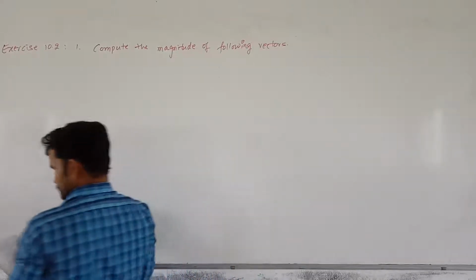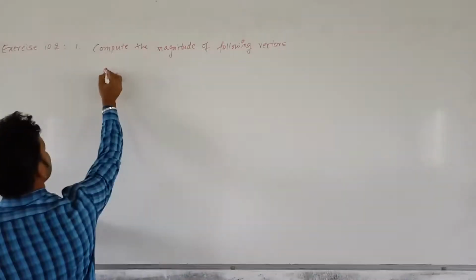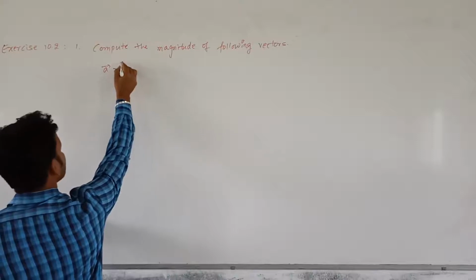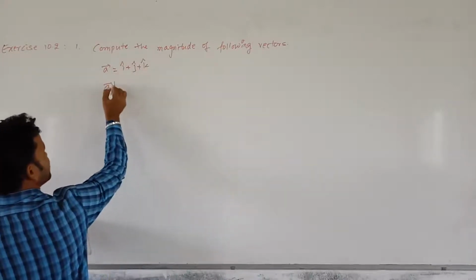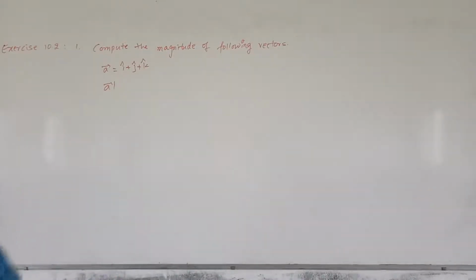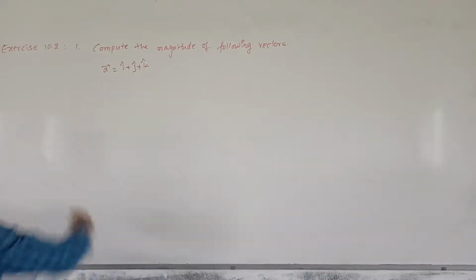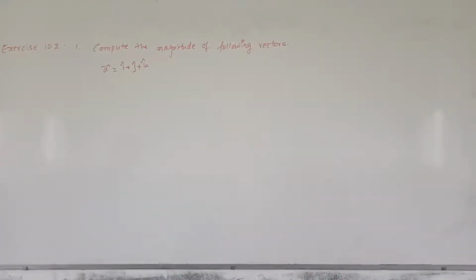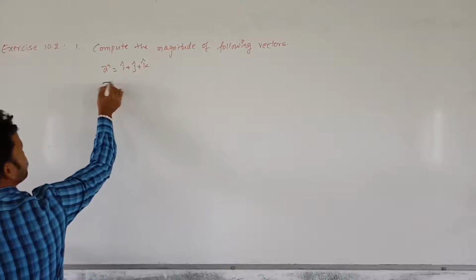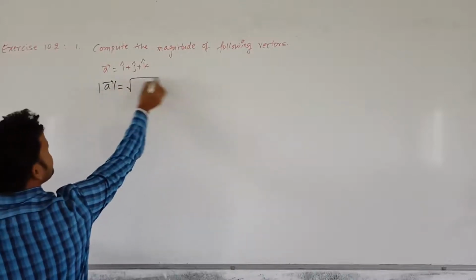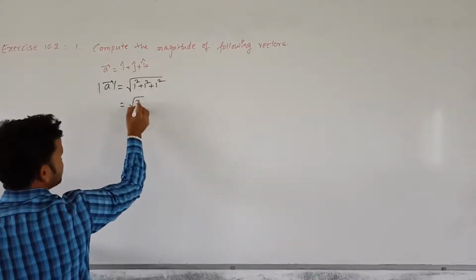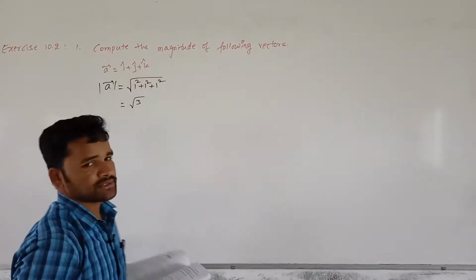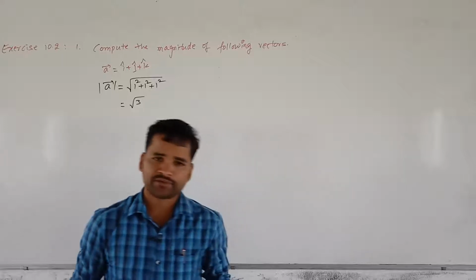Three vectors they have given you. First vector is vector A equal to i plus j plus k. What about its magnitude? The magnitude of the vector is equal to the square root of 1 square plus 1 square plus 1 square. This is nothing but the square root of 3. Magnitude of vector A is the square root of 3.